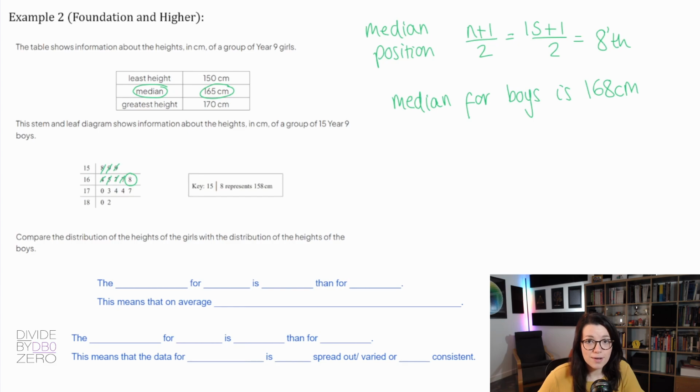We can now fill in our comparison for the averages. So we can say the median for girls is lower than for boys. This means that on average, the Year 9 girls are shorter.